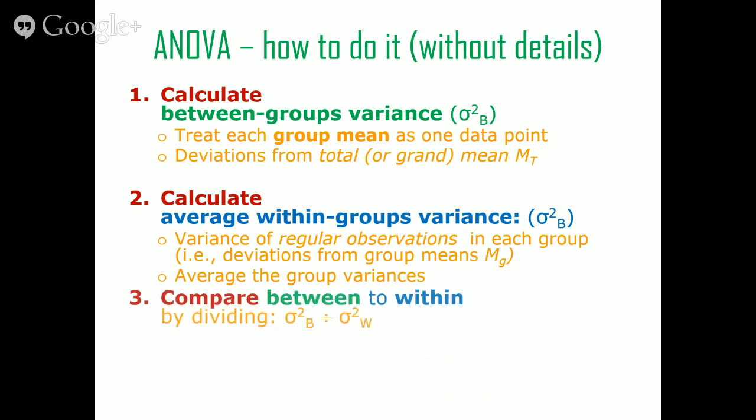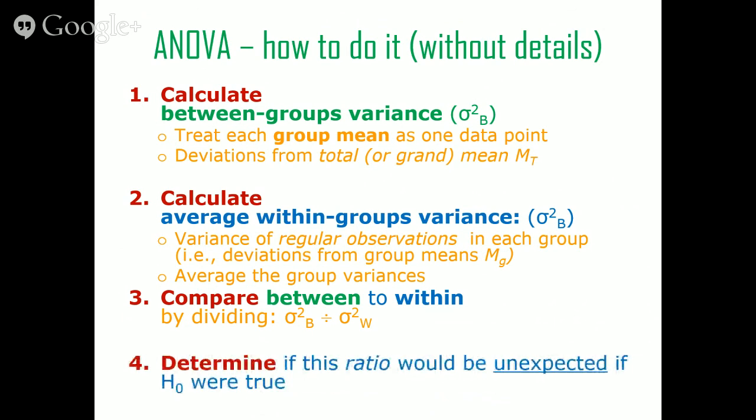You compare the between groups variance to the within groups variance by dividing. You divide the between groups by the within groups. So you're saying what percentage of the within groups variance is the between groups variance, right? And then you determine whether that ratio would be unexpected if the null hypothesis was true.